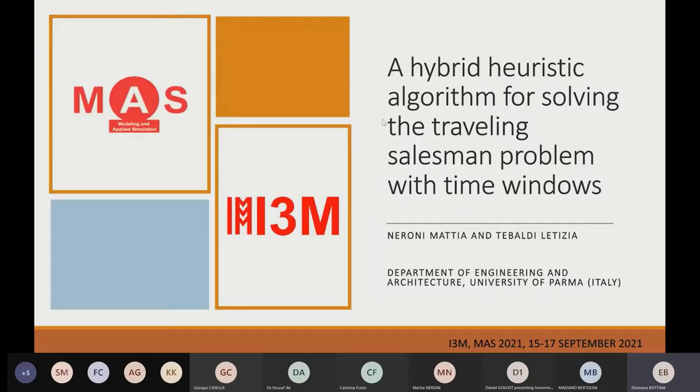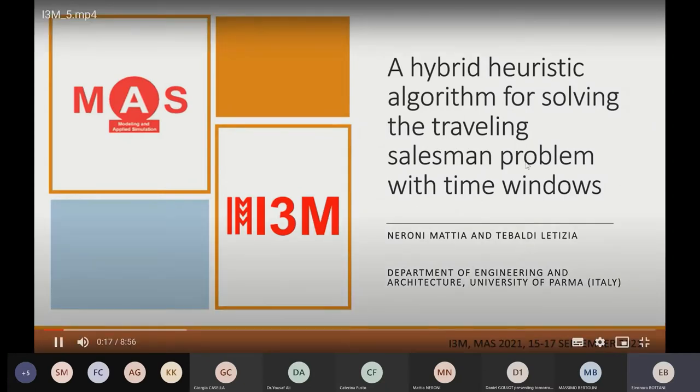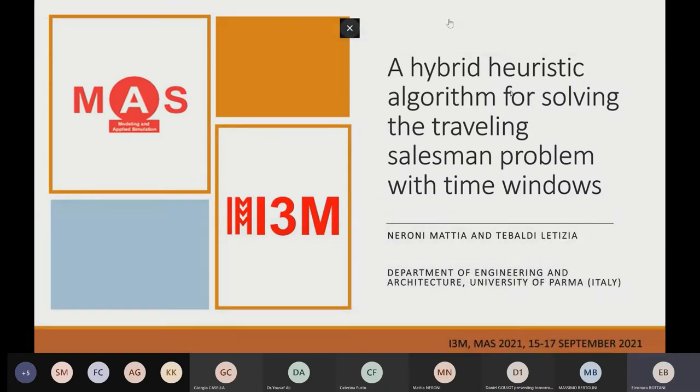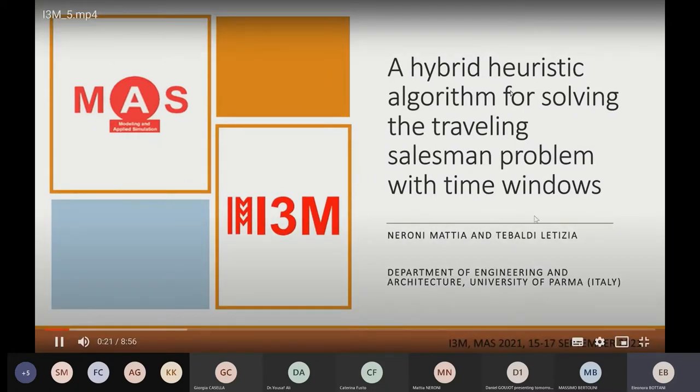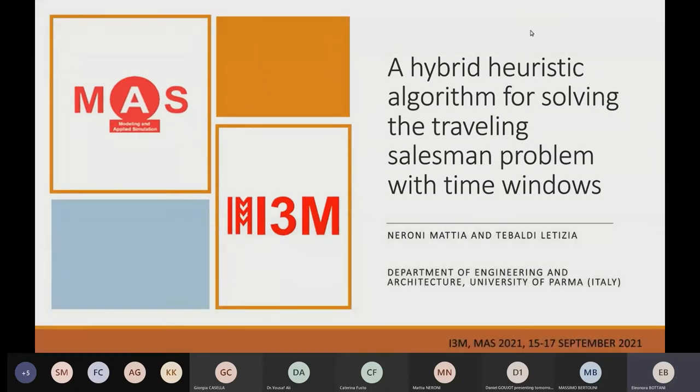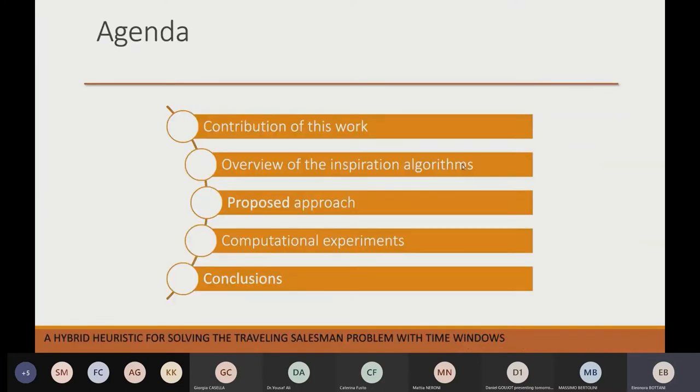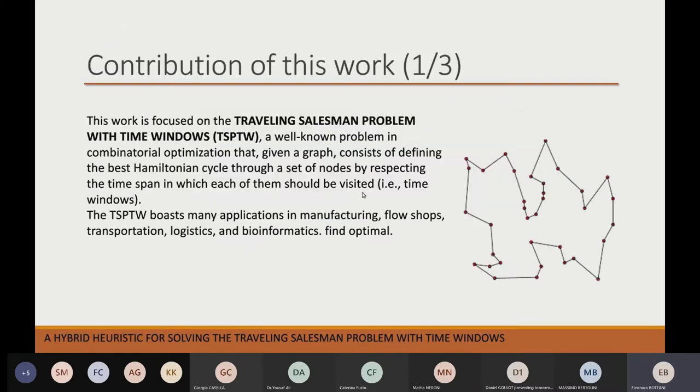I will present the work I made together with my colleague Letizia Tebaldi, and I'm Mattia Neroni from the Department of Engineering at University of Parma. In this work, we designed and implemented a hybrid heuristic for the traveling salesman problem with time windows. I will show the contribution of this work, a quick overview of the inspiration algorithms, then the proposed approach in detail, the computational experiments and the results, and then we'll get to the conclusions.